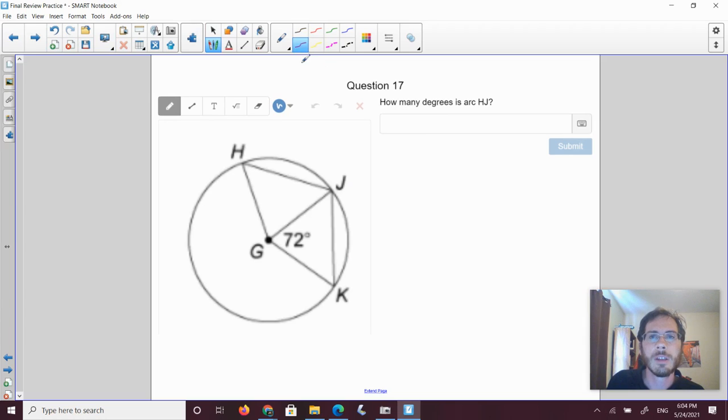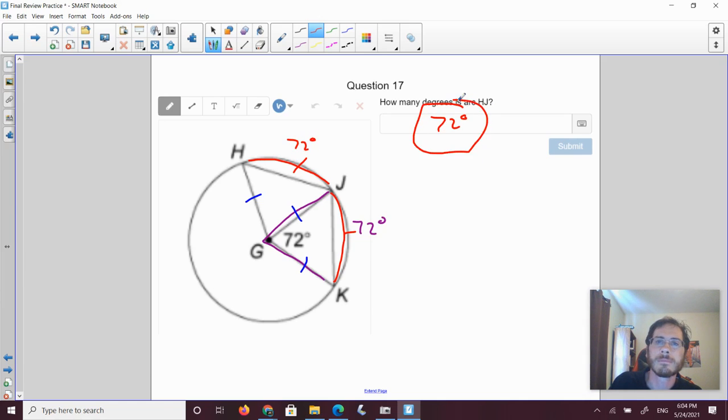All right, moving on. How many degrees is arc HJ? So what we want to do is we want to say, well, this is 72 degrees. This arc is the same as the central angle. So that means that JK is 72 degrees. But since these are all radii, that's a radius, that's a radius, that's a radius, that means that these two arcs have to be the same. So this is also going to be 72 degrees. And that's it. That's all we got to do for that one. So that's kind of fancy.